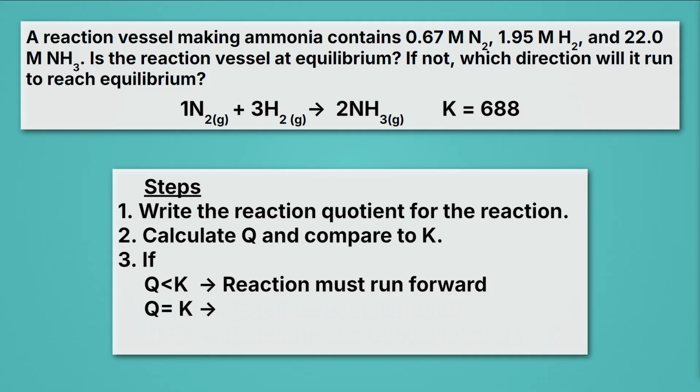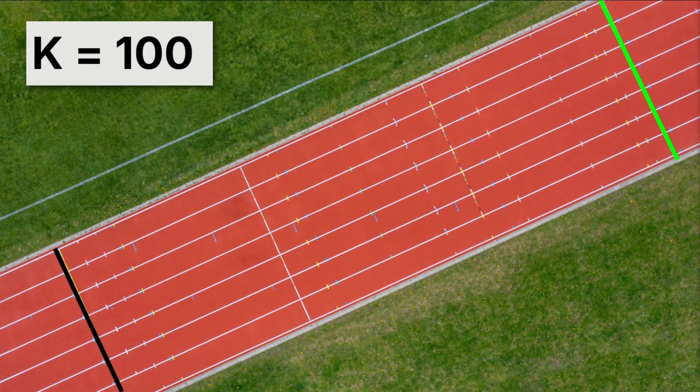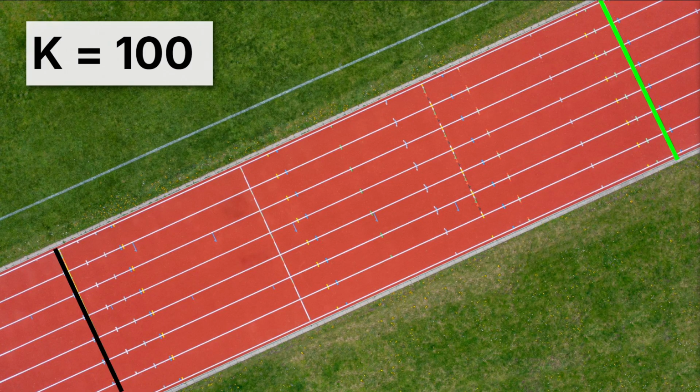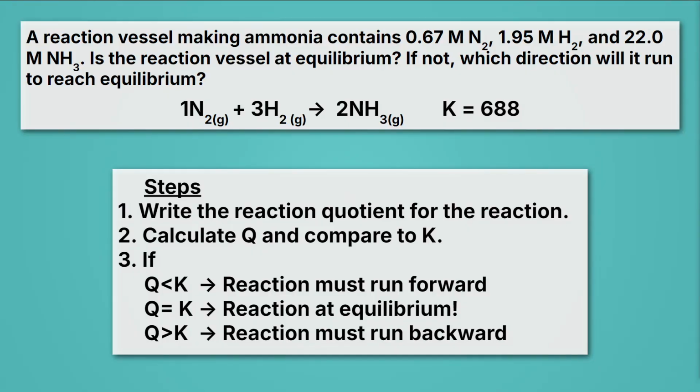If Q equals K, well, remember, K is equal to 100. That's our finish line. And if Q is also 100, then we're at the finish line. That means we're at equilibrium. So if Q equals K, the reaction is at equilibrium. What about if Q is greater than K? Well, K is 100, and then that would be like Q being 105. That means we've run past the finish line. We've gone too far. We'd have to run backwards. And so if Q is greater than K, the reaction must run backwards.